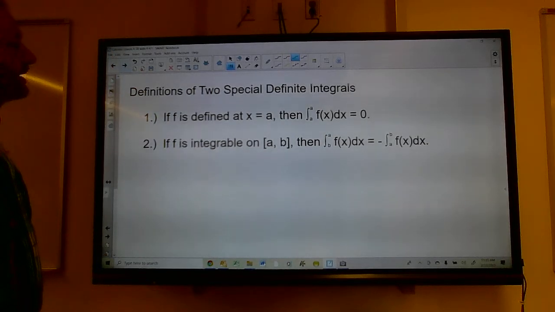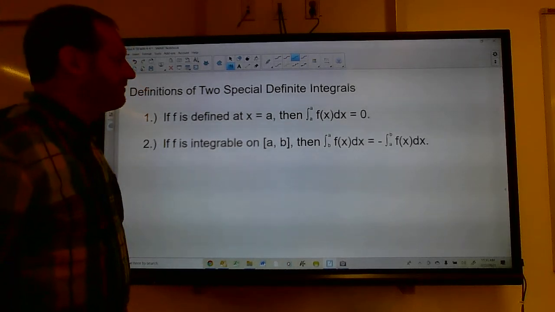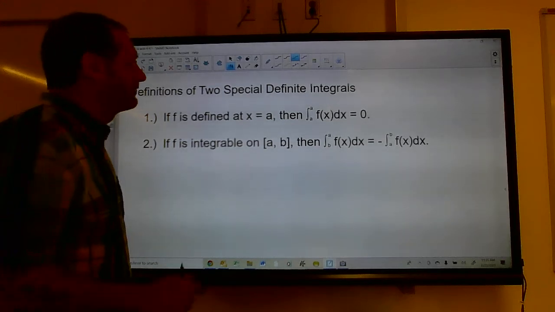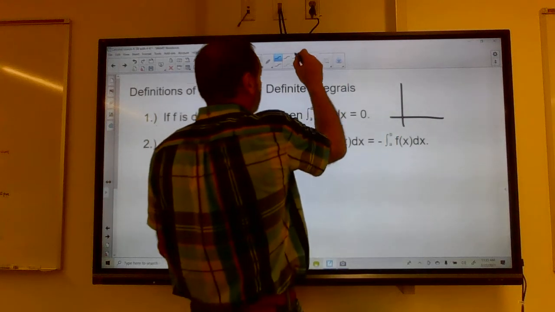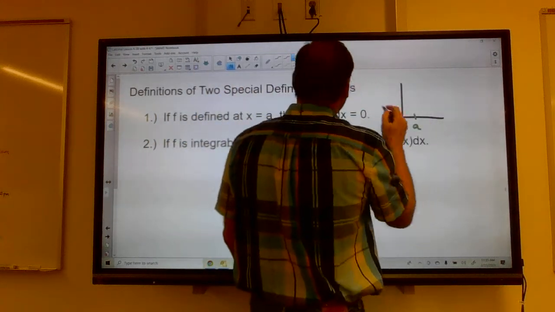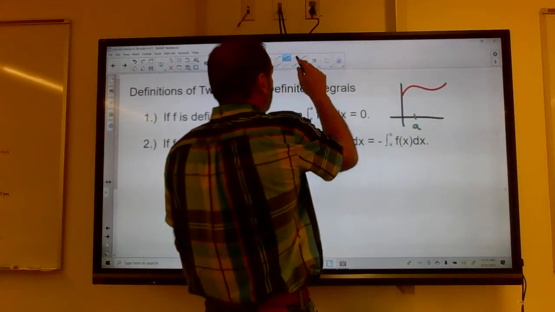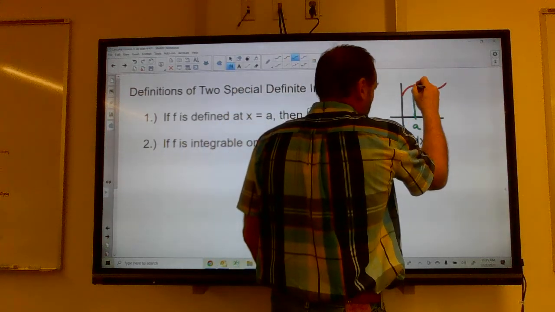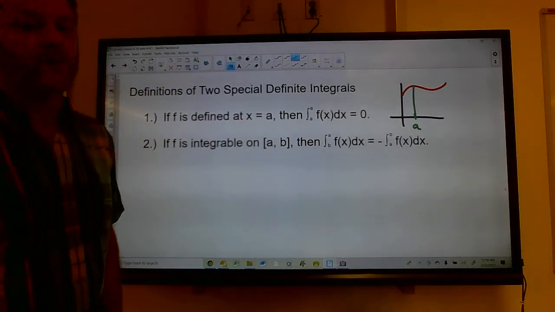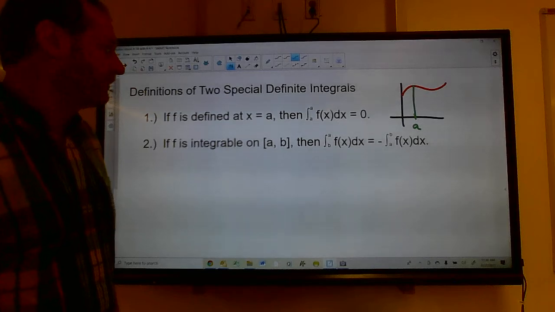So definitions of two special definite integrals. If f is defined at x equals a, then the integral from a to a of f of x dx is 0. So if you think about that, it makes sense. You're basically saying, I've got this graph, and I've got this point A on the graph, and here's some curve, and I want the area from A to A. So I want the area between A and A. It's just a vertical line. It has a width of 0. And so the base is 0 times whatever the height is, so the area is going to be 0.